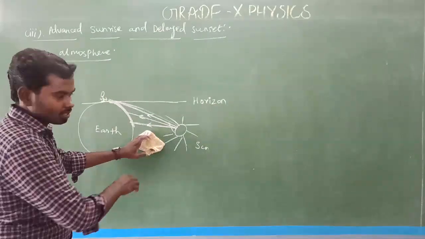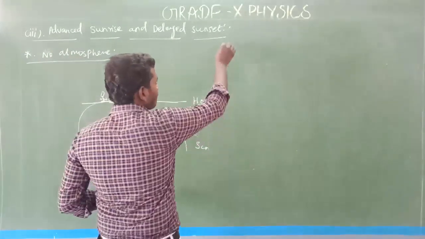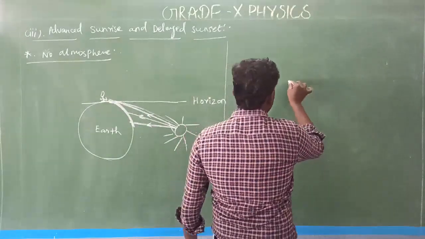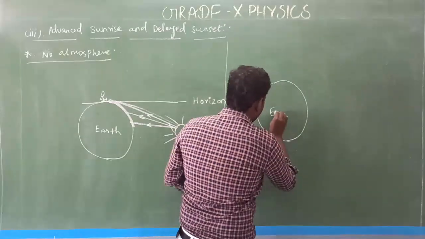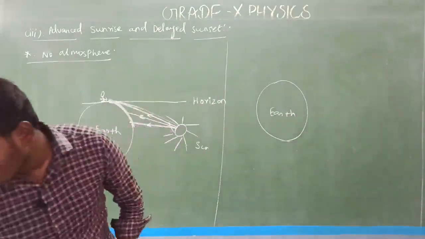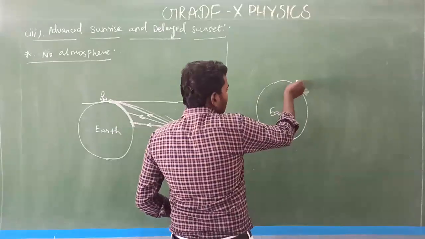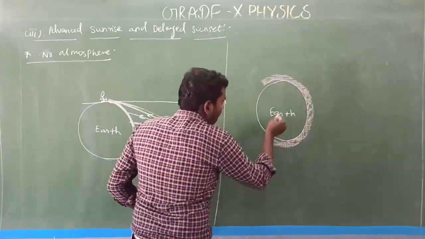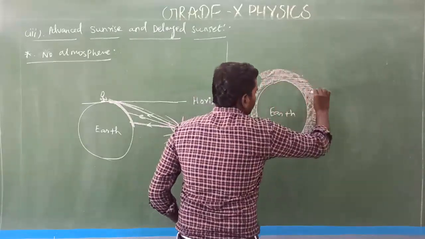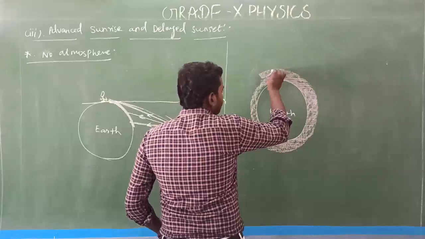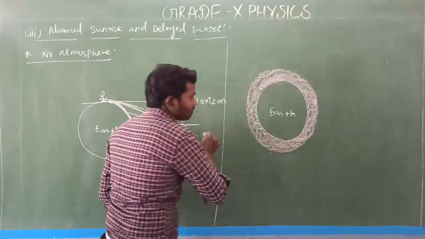Okay, I'll drop this, because I'm going to correlate them both. Consider this is the Earth surface. This is Earth. The Earth surface is made up of different air layers. Am I right? Yes. Different air layers. Is it clear?